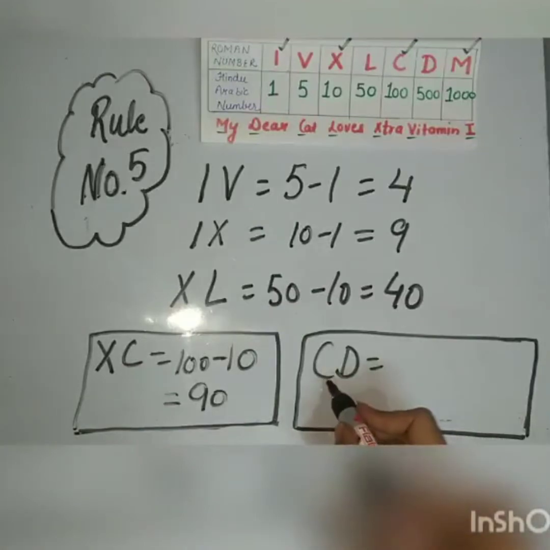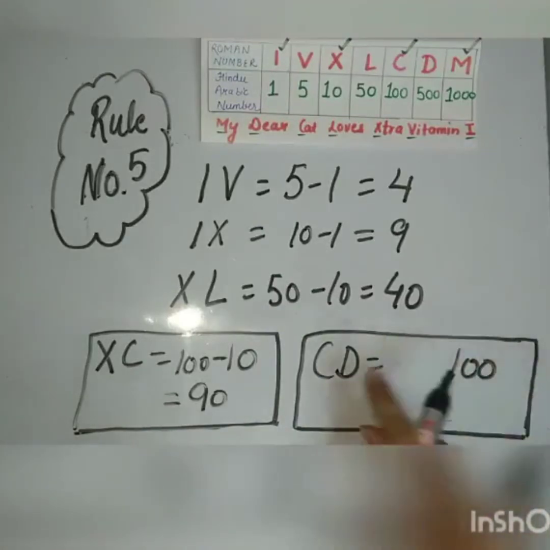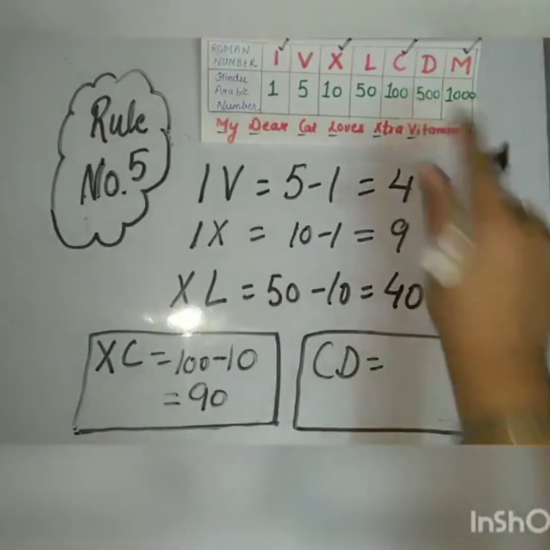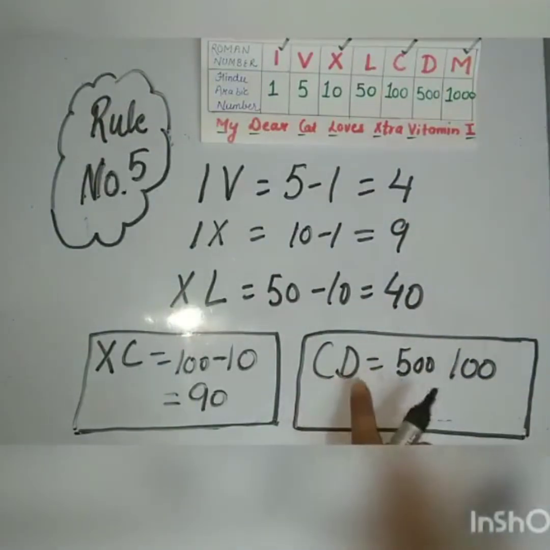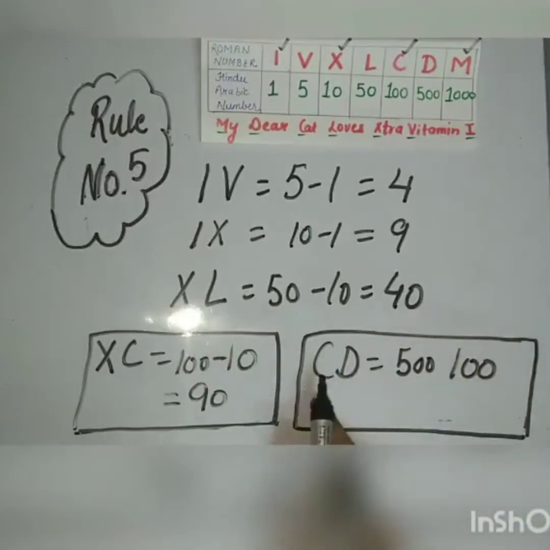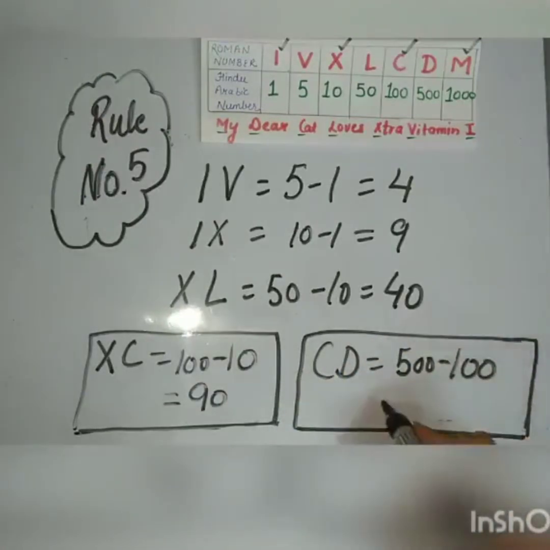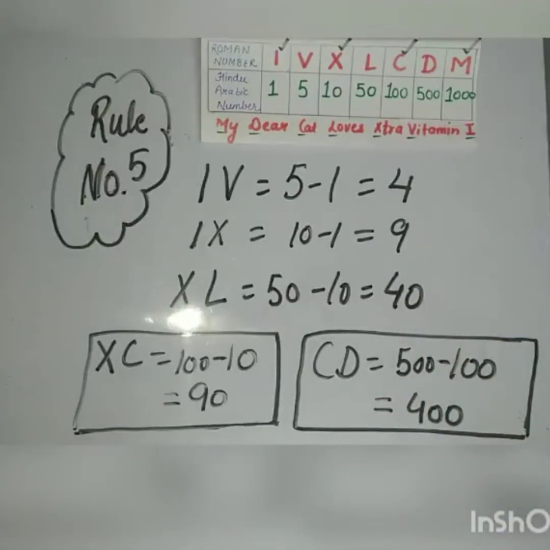Similarly, C represents 100. D represents 500. So the smaller value 100 is written on the left side of the larger value, that is D. So 100 is subtracted from 500. You will get 400. This is rule number 5.